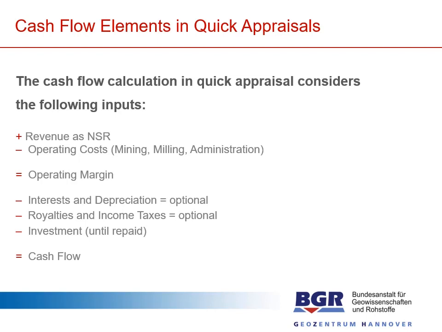And in our case, in the quick economic appraisal, the cash flow calculation considers the following inputs. So you have the revenue as a net smelter return. That means the revenue minus treatment charge, refining charge and freight costs, and the operating costs, so mining, milling and administration. And this gives you the operating margin. From this operating margin, we are subtracting the investment until it's repaid. And then we have options.